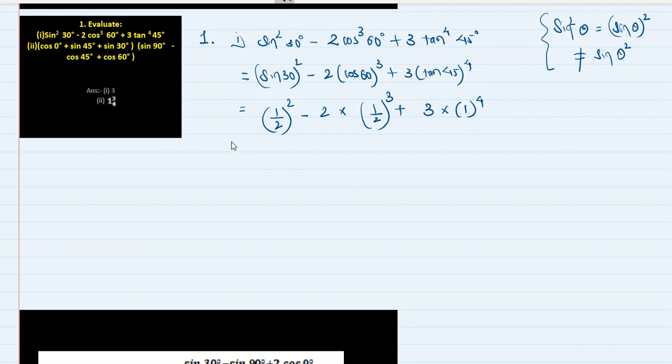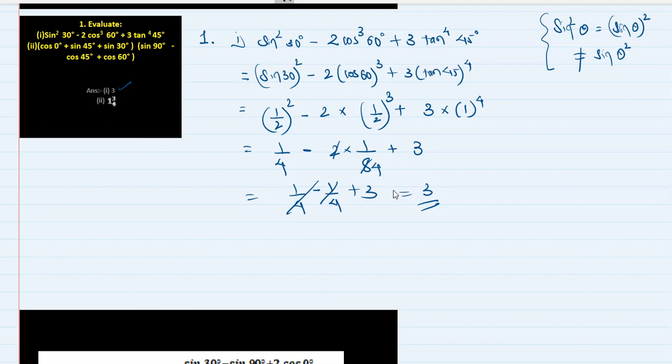Tan 45 is 1. So this is 1 by 4 minus 2 into 1 by 8 plus 3 into 1, which is 3. So this will be 1 by 4 minus 1 by 4 plus 3. This gets cut and we get 3 as the answer, which is absolutely correct.